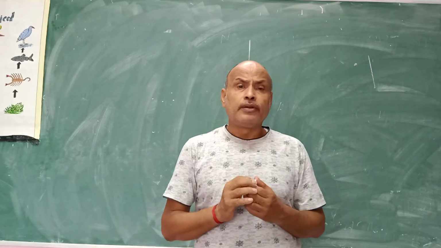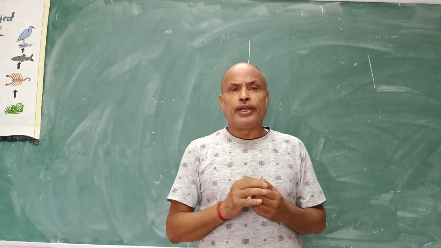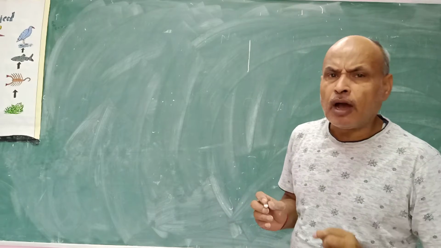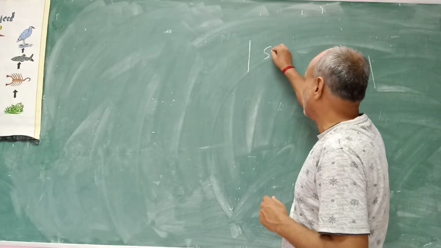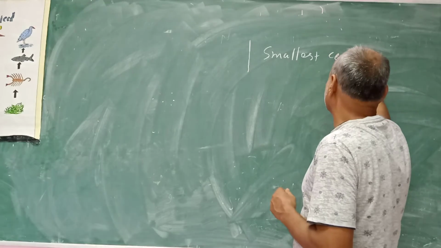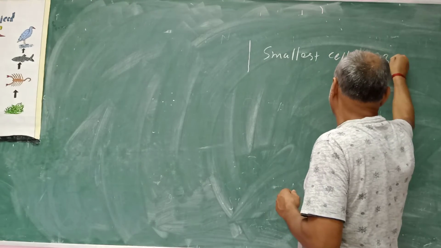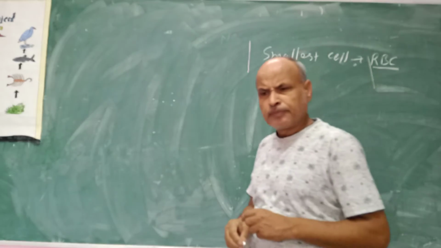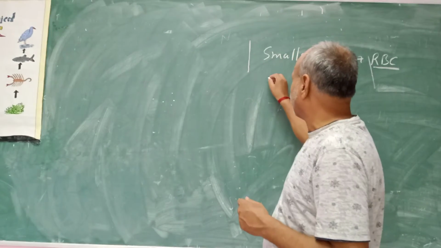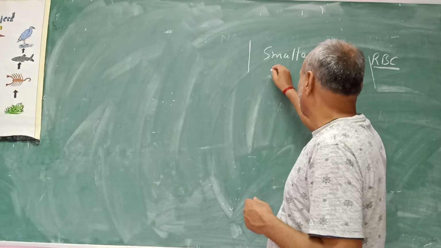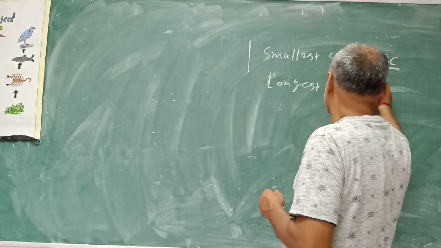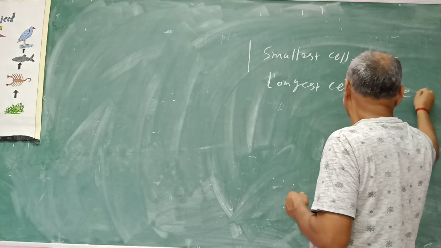For example, if we see in our body, the smallest cell is that of RBC. The smallest cell of our body is the cell of RBC, red blood cells. The longest cell of our body is the nerve cell.